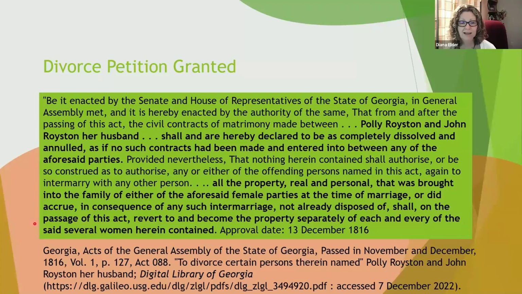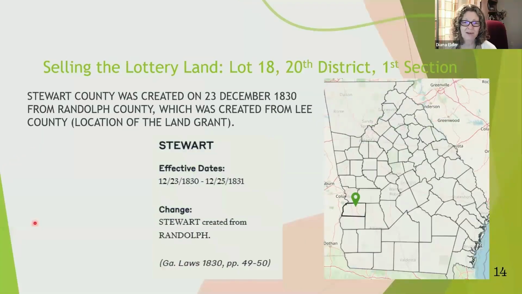Now, getting back to that land lottery, for a long time, I thought it was John who was the orphan until I did some more digging. And I was able to finally find the sale of that land lottery land. The reason it was so tricky to find the sale was because the county kept changing its name, kept getting rearranged, boundaries kept changing. So originally the land was in Lee County.